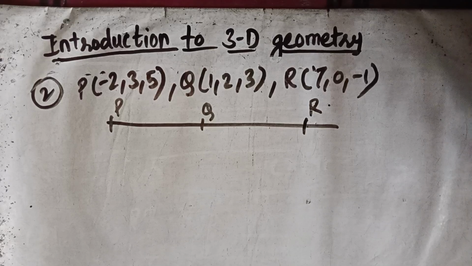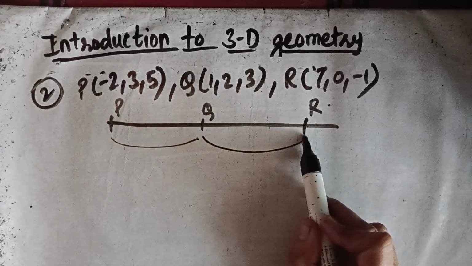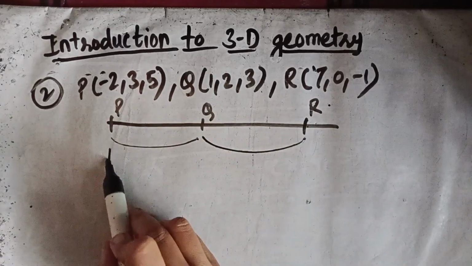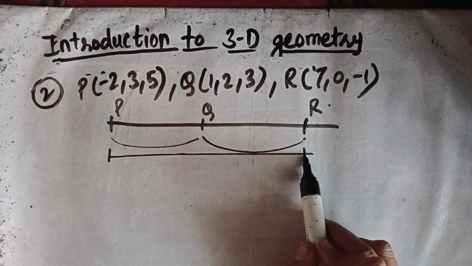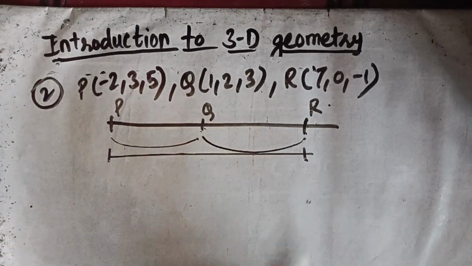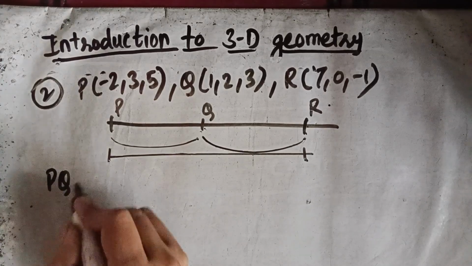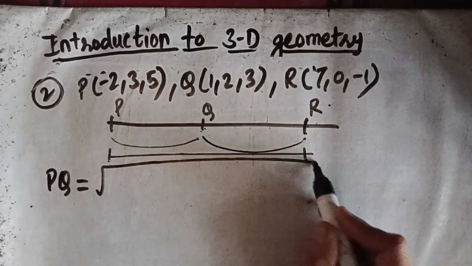So to prove that they are collinear, we first find the distance from P to Q and Q to R. And then we find the distance from P to R, and show that PQ plus QR is equal to PR. So first we find PQ.